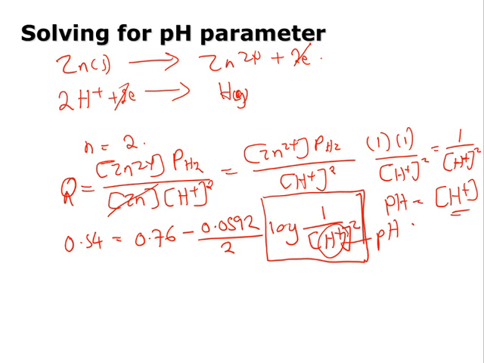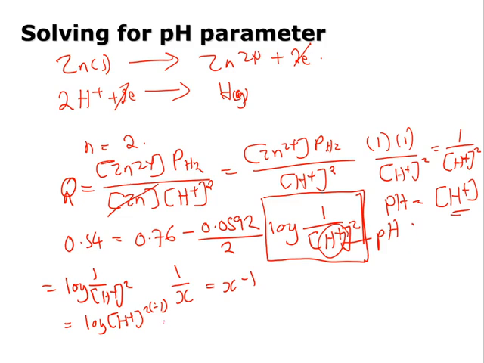So from here, what you get is log 1 divided by hydrogen concentration. Let's do some mathematical manipulation. So you know that 1 divided by x is equal to x to the power minus 1. So when we convert this into this parameter, this will be equal to log of hydrogen concentration squared to the power minus 1, which is basically equal to log hydrogen concentration to the power minus 2.